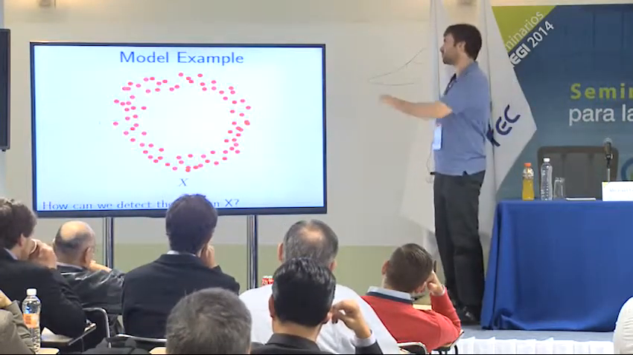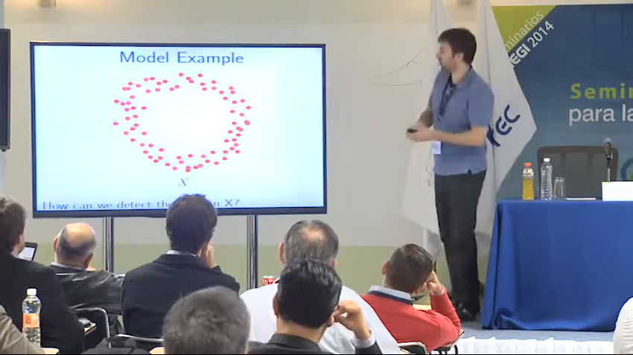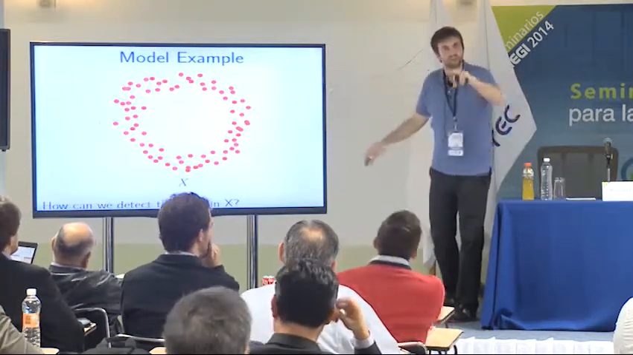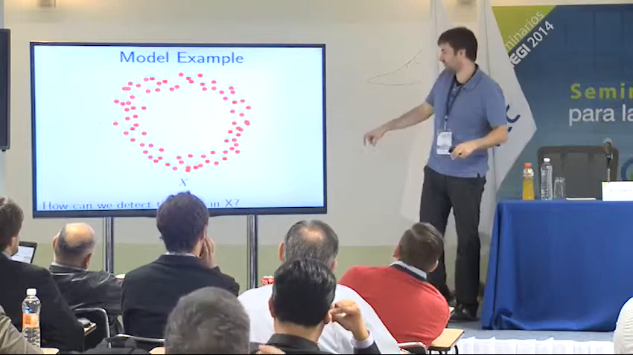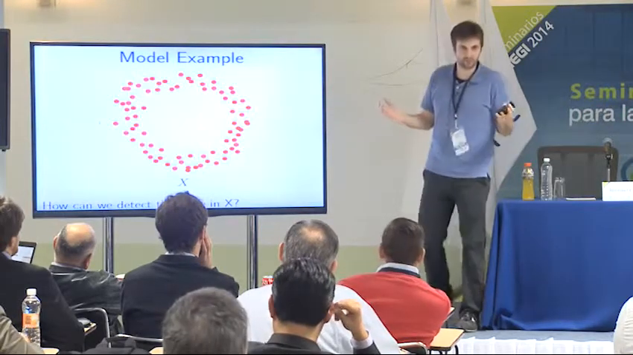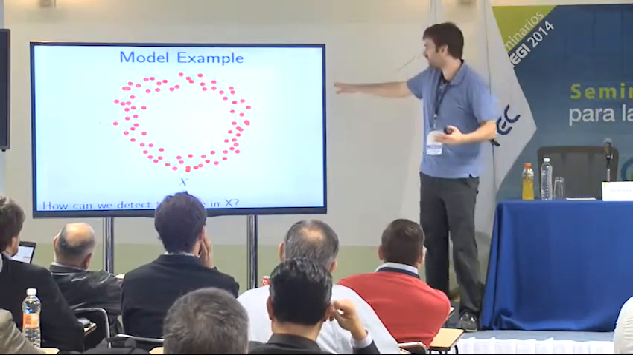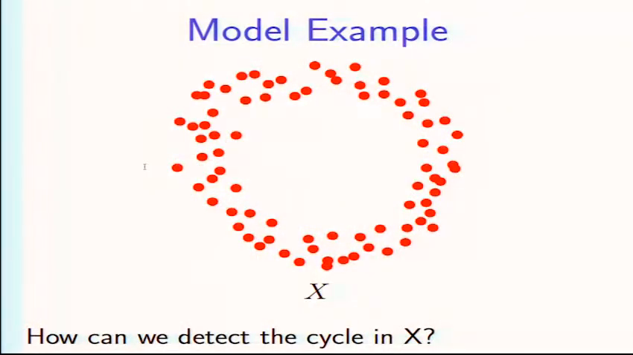Well, let's look at this model example to motivate this. Call this space X. This is my little cycle of point cloud data that I saw before. How can we formally detect the cycle? If we're looking at the slide, it's easy enough to see that there's a cycle there. But what if this sits in 30 dimensions? How do we see the cycle?